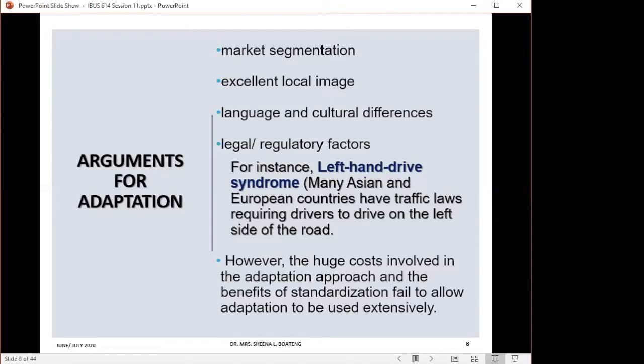because perhaps that country is left-hand drive or right-hand drive. And as we all know, many Asian and European countries require drivers to drive on the left-hand side of the road. So if you go and put the steering wheel on that side of the road, you are causing problems, right? Please, is Ghana right-hand drive, right?